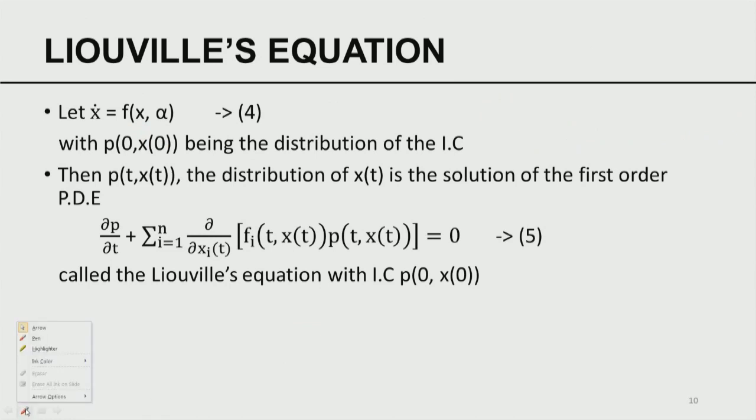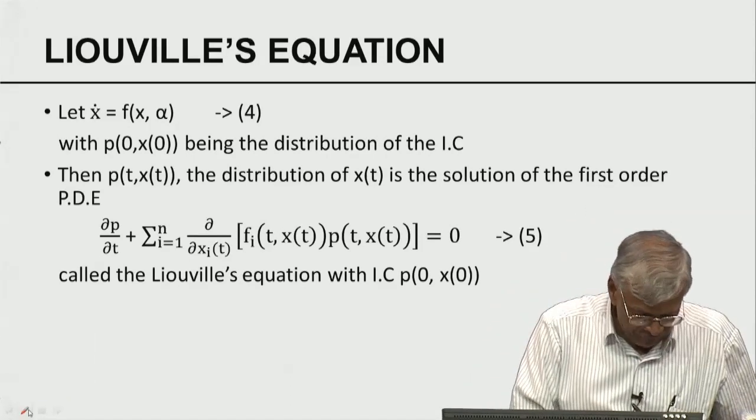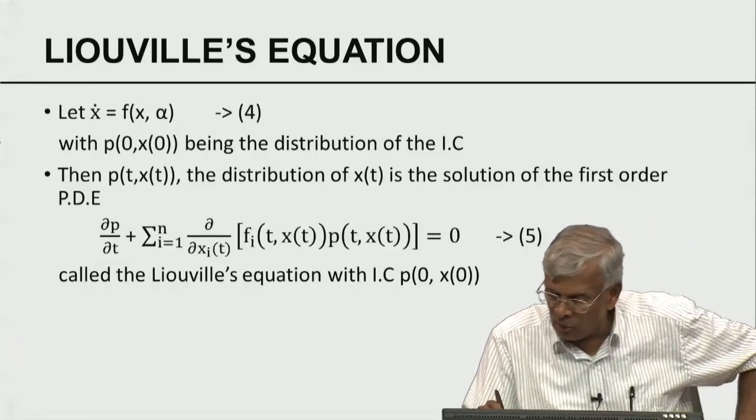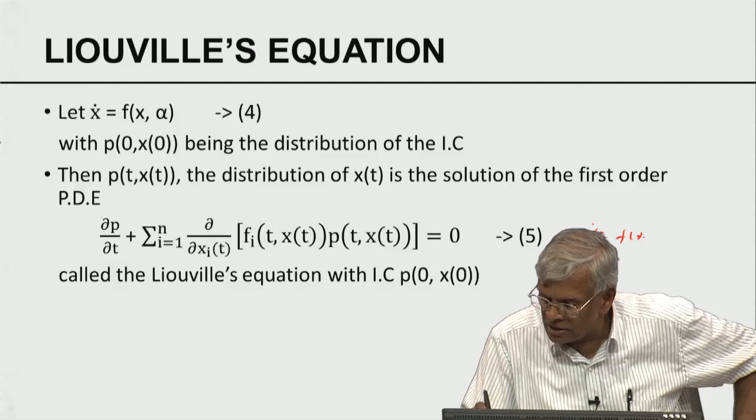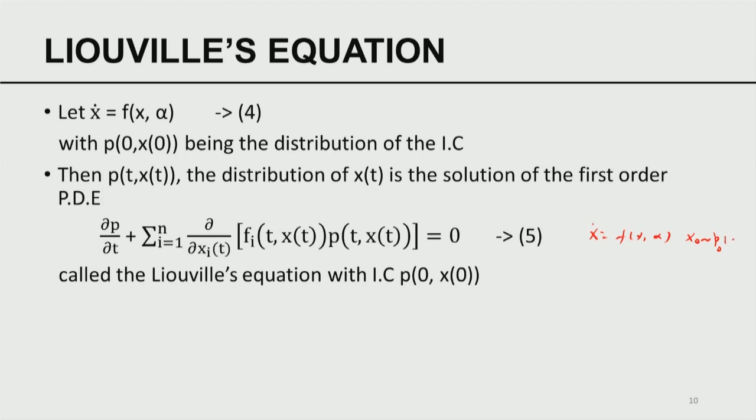So what is it that we have done? We have simulated the basic things like this. I have a dynamical equation, x dot is equal to f of x and alpha. I have given an initial condition. The initial condition has a distribution p naught of x naught. I know the solution x of t as g of x naught. That means I know the solution explicitly. So if you know the solution of the differential equation, then formula 3 on the previous page essentially gives you the distribution of the solution x of t at any t.